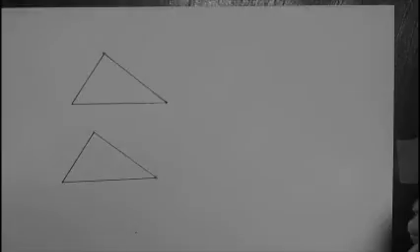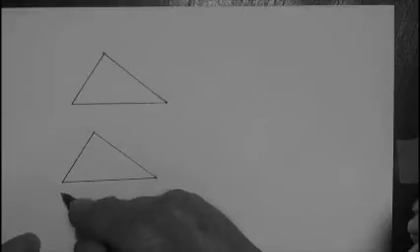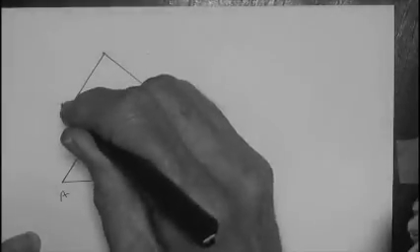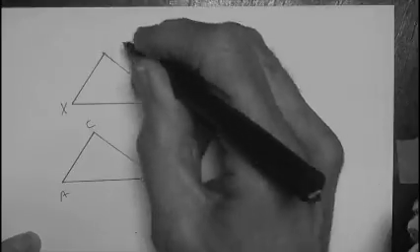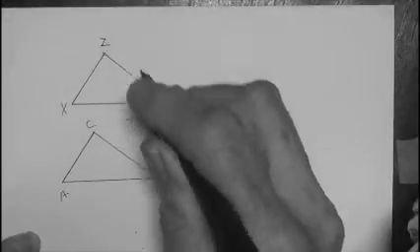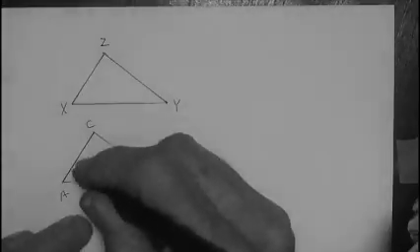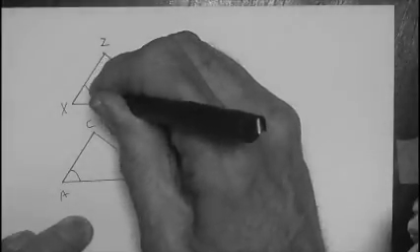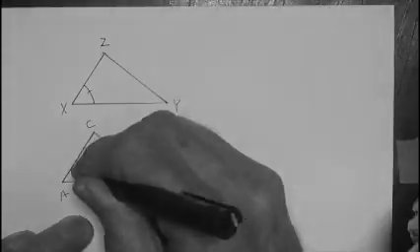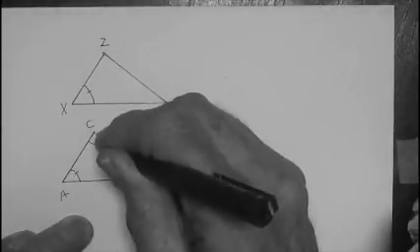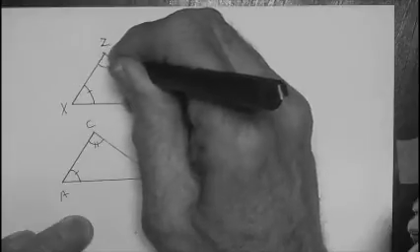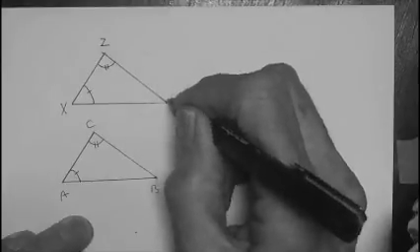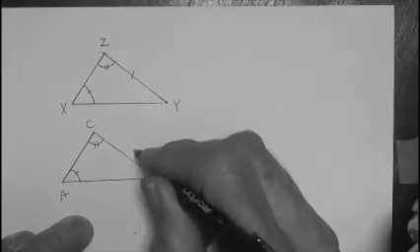Well, this time we're going to start with our two triangles. And we'll call this A, B, and C. And we'll call this one X, Y, and Z. And we're going to make the bold assumption that angle A is the same as angle X, and angle C is the same as angle Z, and we'll make the assumption that Z to Y is the same as it is from C to B.